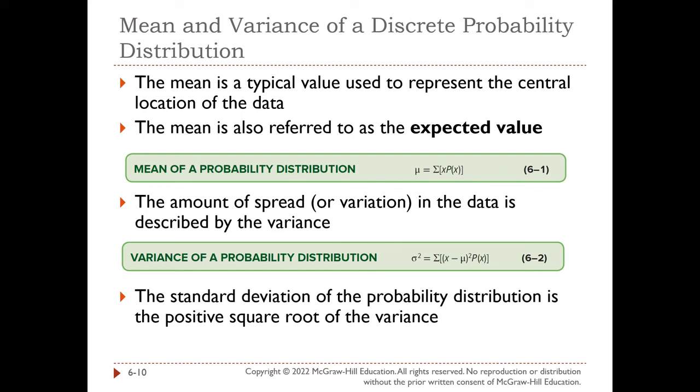The amount of spread or variation in this data is described by the variance. So, our variance will equal the sum of basically x minus mu squared times the probability of the outcome of x. Don't worry, we'll get into how the math works on all this, as we always do. The standard deviation of the probability distribution is the positive square root of the variance.